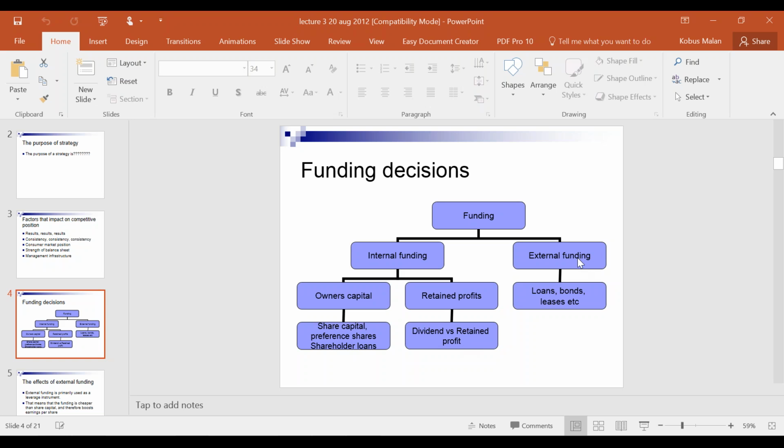External funding comes from banks and other types of investors, your creditors, your debtors, and parties such as that. All parties that are not part of the internal part of the business.